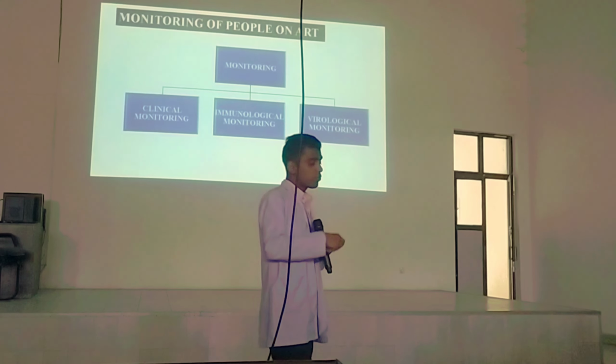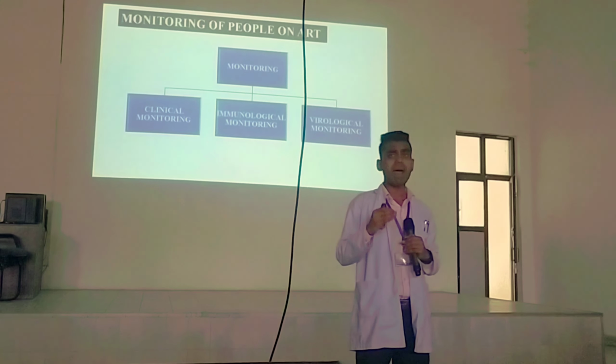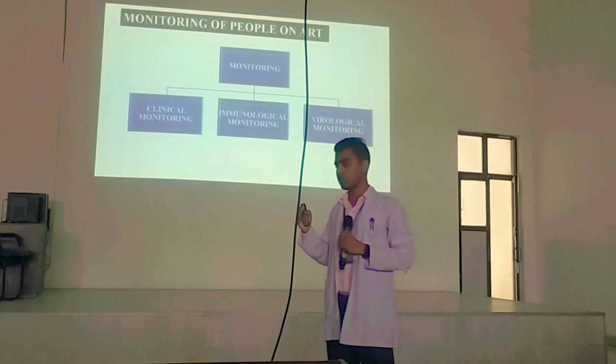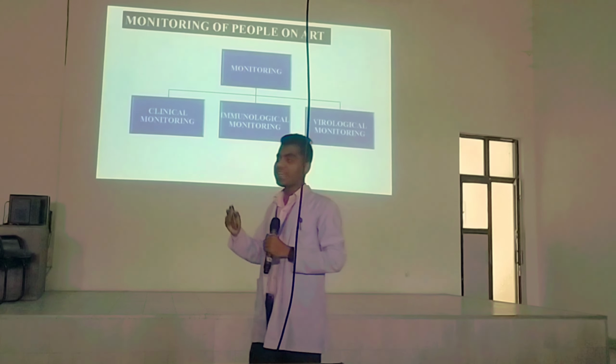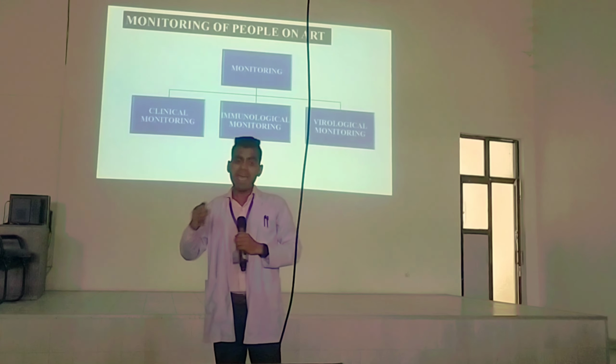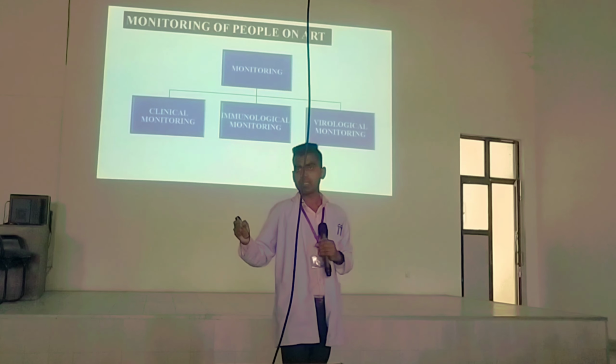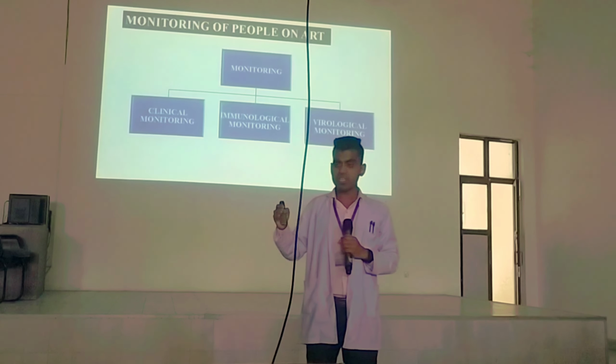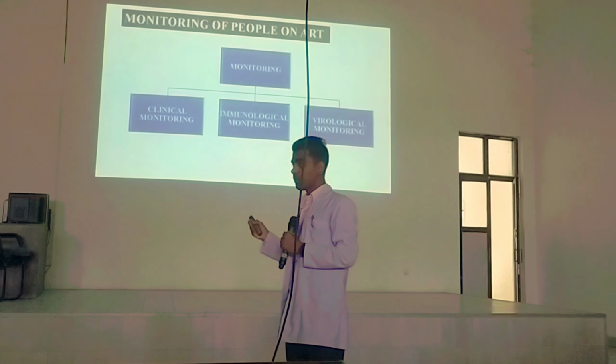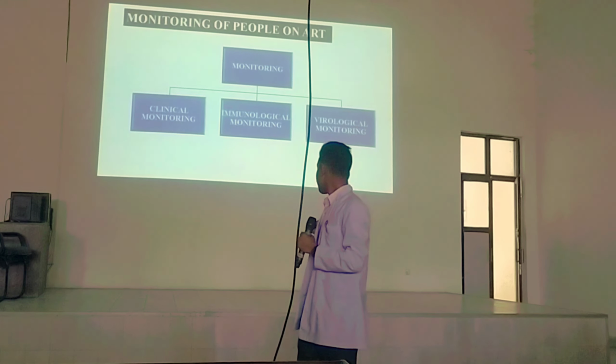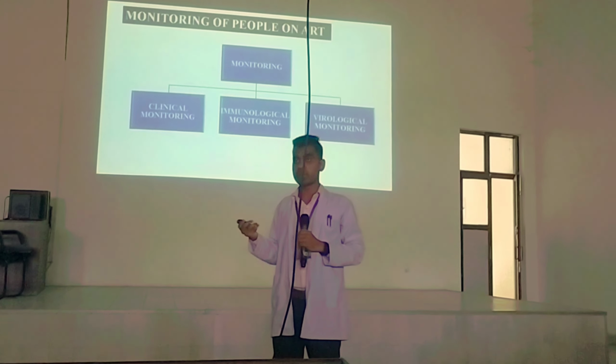And another is the virological monitoring. In the virological monitoring we measure the viral load. First it will be assessed at 6 months of the treatment, then at 12 months of the treatment, and after that it will be monitored every 12 months, that is every 1 year. If the patient is stable, with less than 50 copies per ml, we can assess the viral load every 12 months.